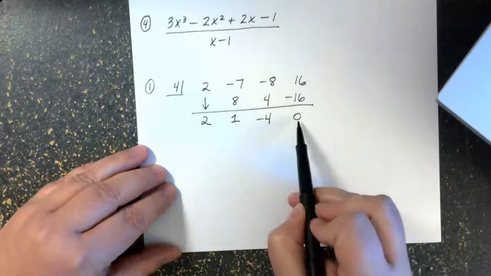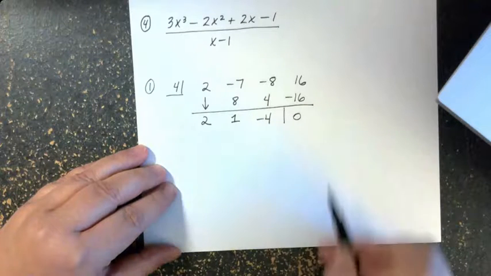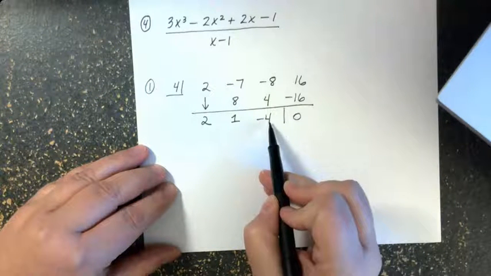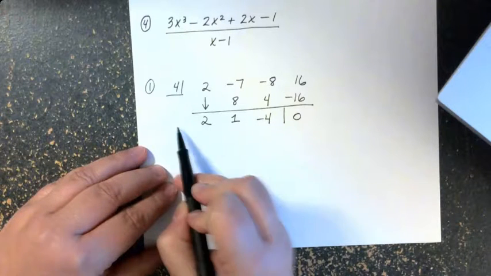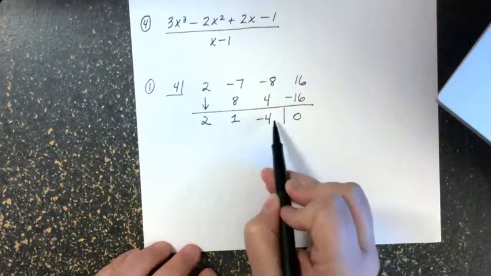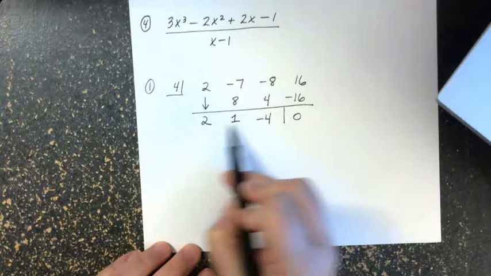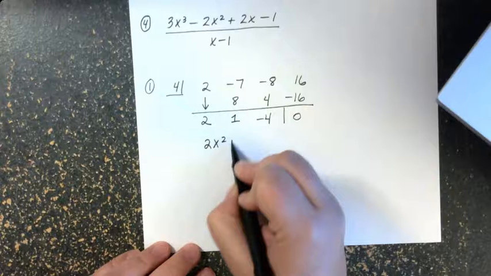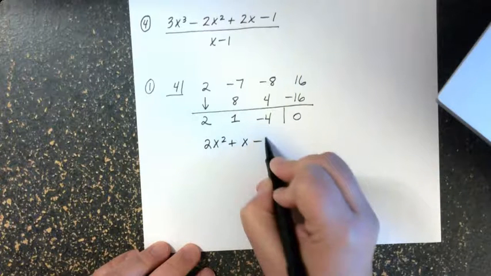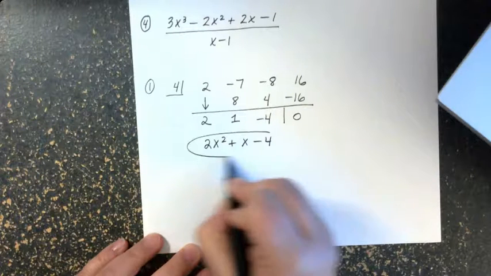Now what's my answer? This is the remainder column. Sometimes we draw a little vertical line there. This is the constant, or x to the 0. This would be x to the first, this would be x to the second. If we had another one, it would be x to the third. So from right to left, we start with x to the 0, x to the first, x to the second. So this is 2x squared plus x minus 4. That is my answer.